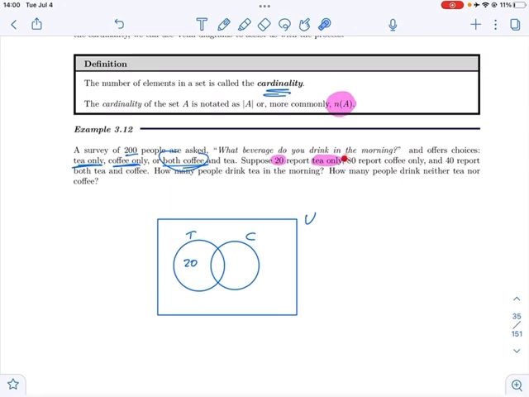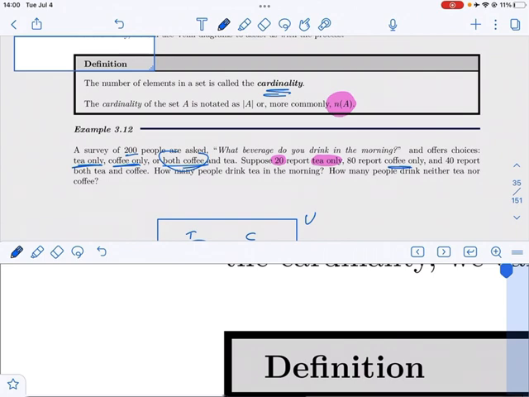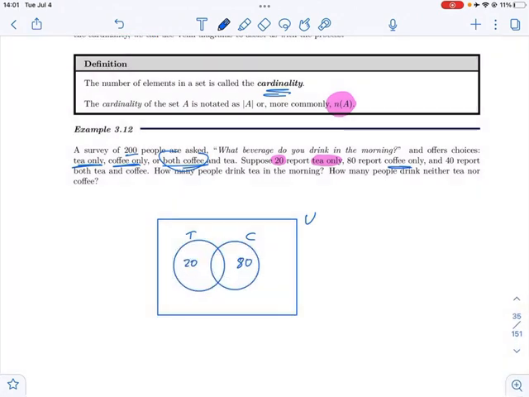And 80 just coffee, so we write it here, only coffee, and we have 40 report both tea and coffee, so we put it in the middle. They overlap. Now, the question is, how many people drink tea in the morning? We have 20 who drink only tea and 40 who drink tea and coffee. So the number of people who drink tea is 20 plus 40, and that's 60.